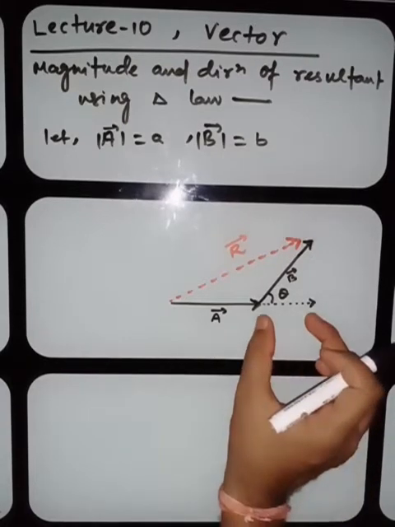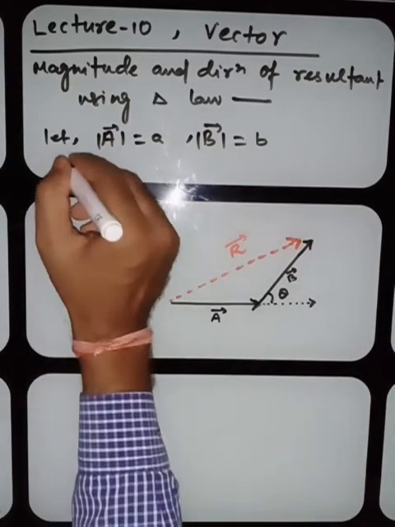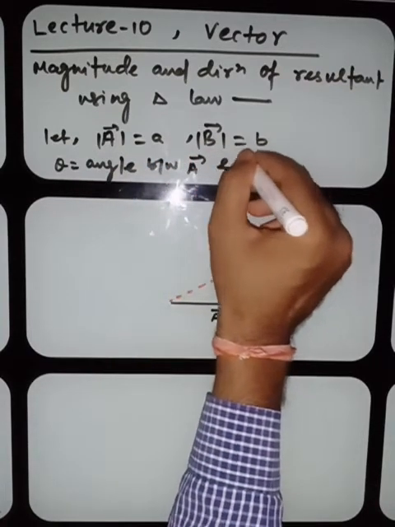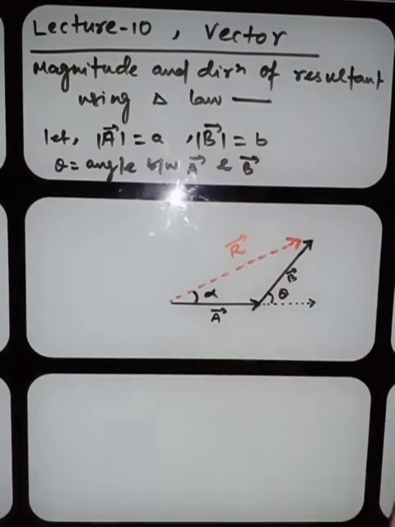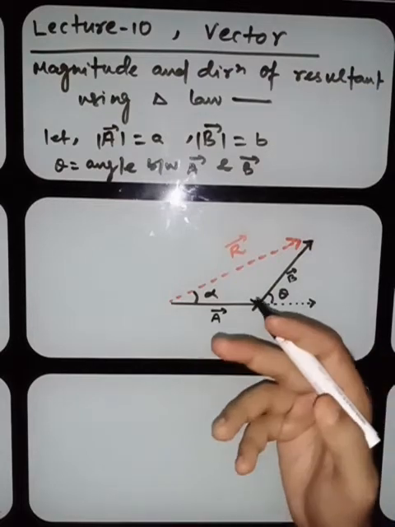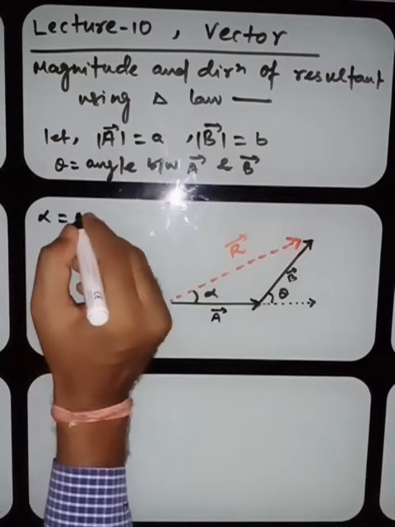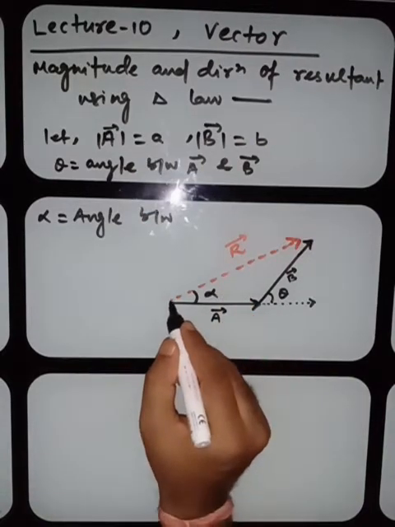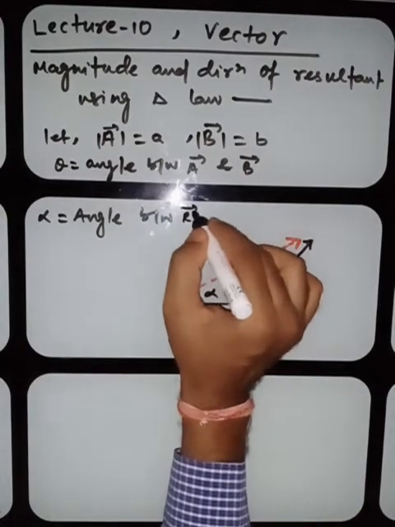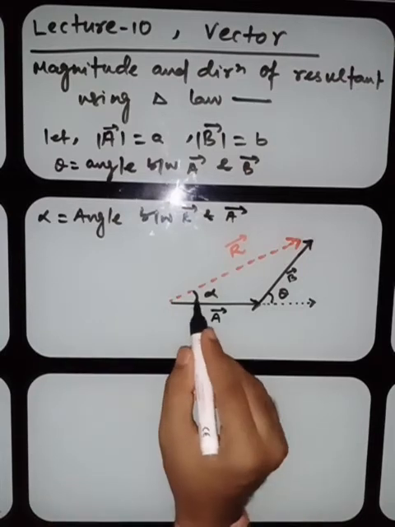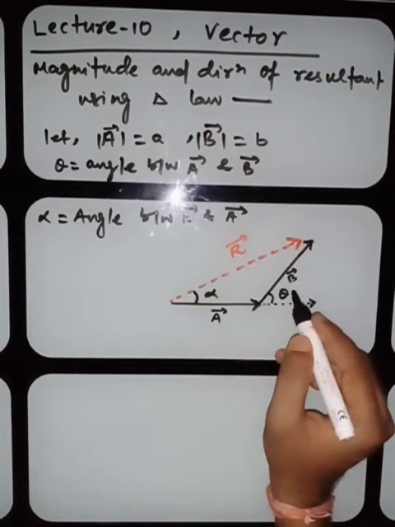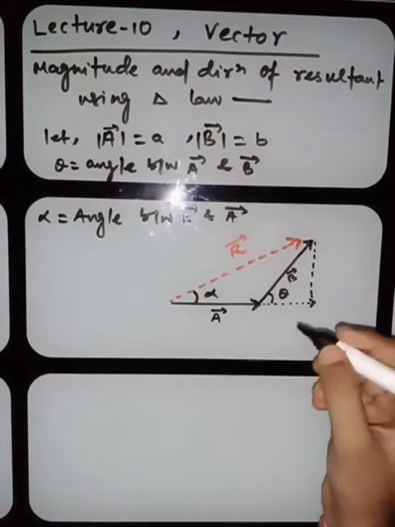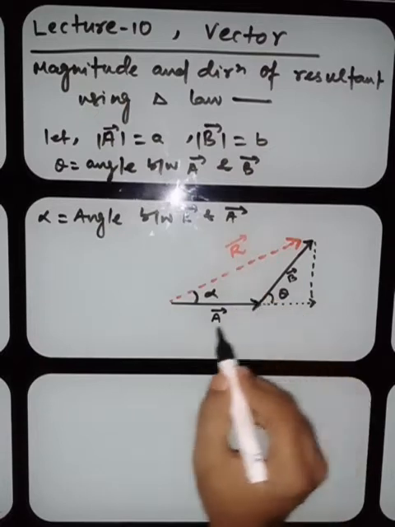Now for both the vectors, the tail is here. Now theta is the angle between vector A and B. I'm writing another angle, alpha. Could you tell me this alpha is the angle between which vectors? So this alpha is the angle between R and A, because R and A both have the tail over here. Actually we have to find this alpha also. Theta is given, magnitudes of A and B are given. Let me draw a perpendicular from this point. What we have to find? We have to find the magnitude of this R and the direction of this R with this vector A.